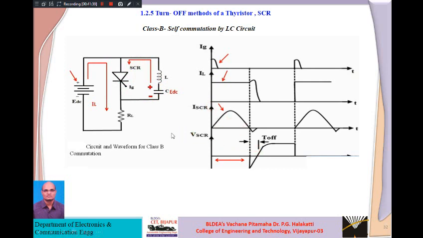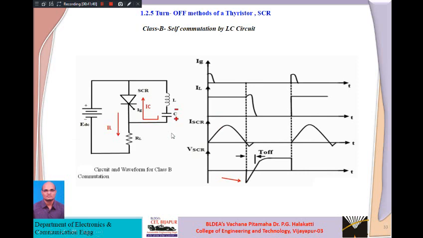Now let us see what will happen when it completely discharges. The polarity of C will become like this. That itself will reverse bias your SCR and allow the capacitor current in the reverse direction like this. Hope this cycle will be repeated for both cycles. This is class B self commutation LC circuit operation.